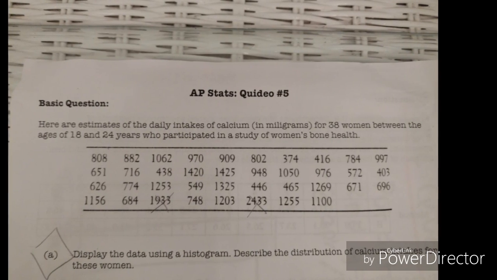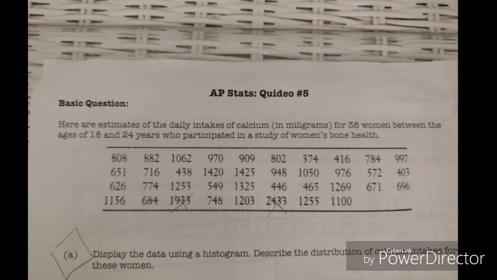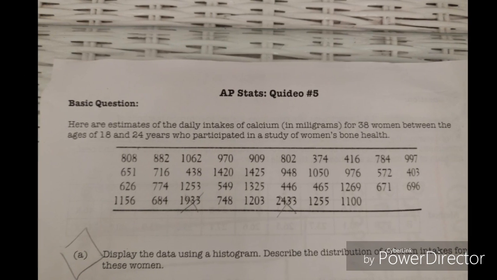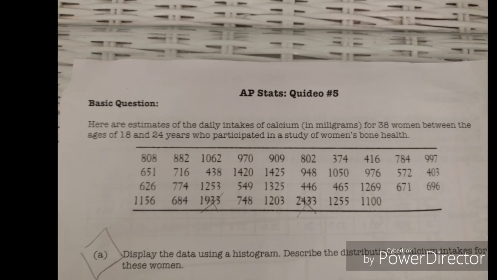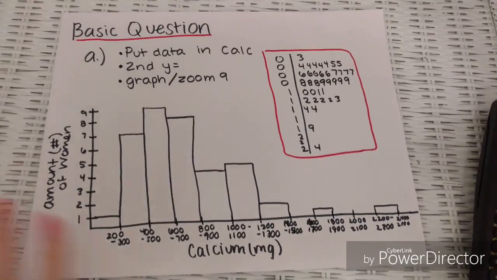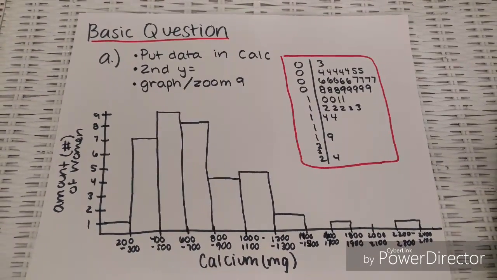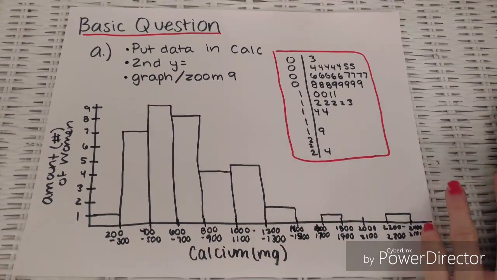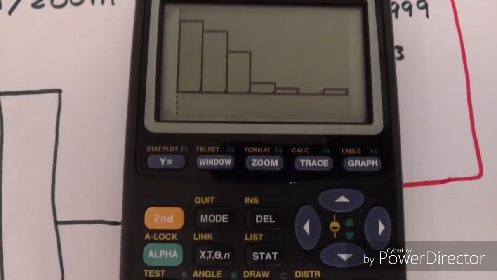So for the basic question, we're given a bunch of data from a study of women's bone health, and it gives us 38 women between the ages of 18 and 24 years and their daily intakes of calcium in milligrams. Part of our basic question asks us to display the data using a histogram and to describe the distribution of calcium intakes for these women.